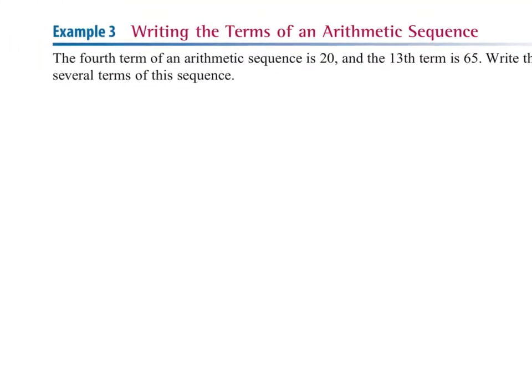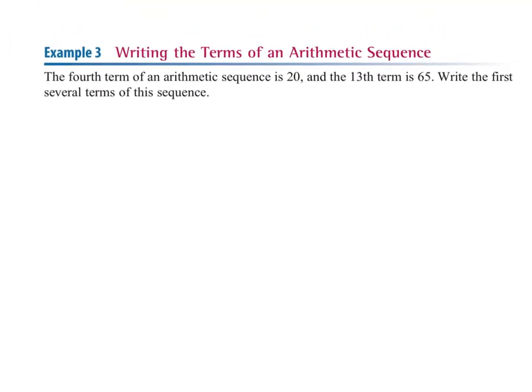All right, our next example. Example 3. The fourth term of an arithmetic sequence is 20 and the 13th term is 65. Write the first several terms of this sequence. So our fourth term is 20. So a sub 4, because we know it's our fourth term, is equal to 20, and a sub 13 is equal to 65. This is what we were given.